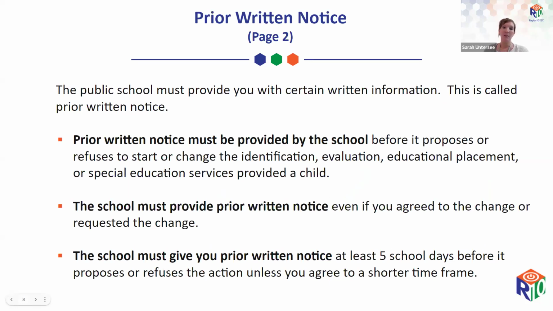Prior written notice. The public school must provide you with certain written information, and this is called prior written notice. Prior written notice must be provided by the school before it proposes or refuses to start or change the identification, evaluation, educational placement, or special education services that are provided to a child. The school must also provide prior written notice, even if you agreed to the change or requested the change. And the school must give you that prior written notice at least 5 school days before it proposes or refuses the action unless you agree to a shorter time frame.